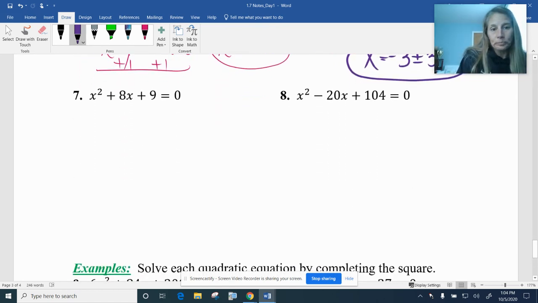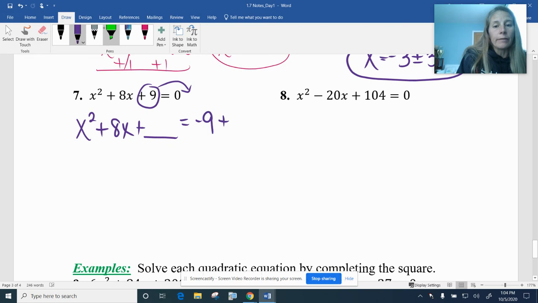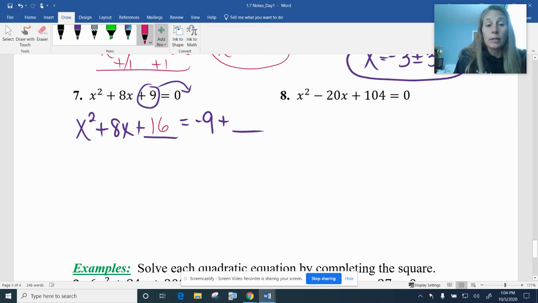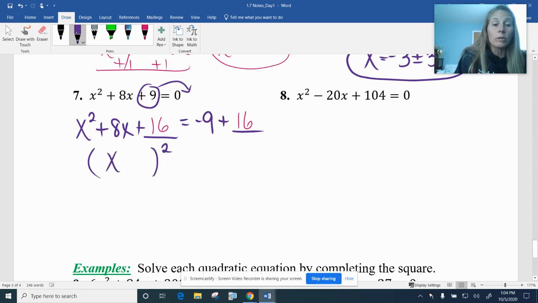Okay, number 7. So again, just practicing this, okay? So we're moving that 9 over to the other side. When we move the 9 over, it becomes a negative. Now we've got to make this into a perfect square trinomial. So half of 8 is 4, 4 squared is 16. Now we can factor that perfect square trinomial into the square of a binomial. So it's just x plus half of that middle number, which is 4. Negative 9 plus 16 gives me 7.